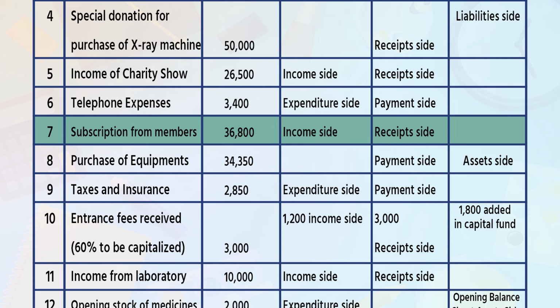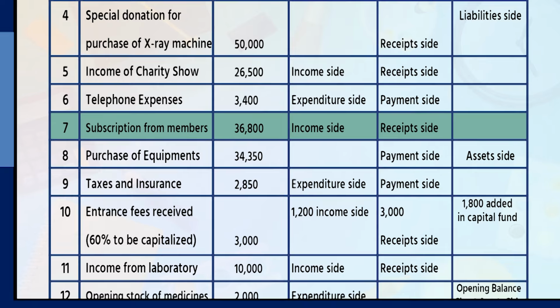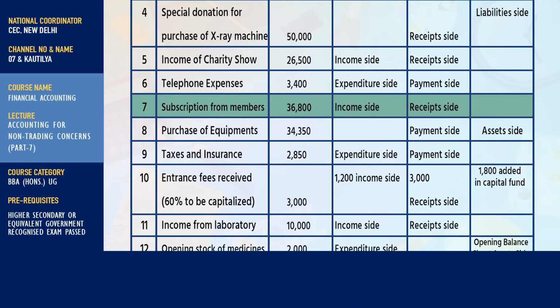Next, subscription from members 36,800, income side, and in receipt and payment account, receipt side. Purchase of equipment 34,350. In receipt and payment account, we are going to mention it in payment side and in balance sheet asset side. Ninth, taxes and insurance 2,850. It is our expenditure, so mention in expenditure side and payment side.